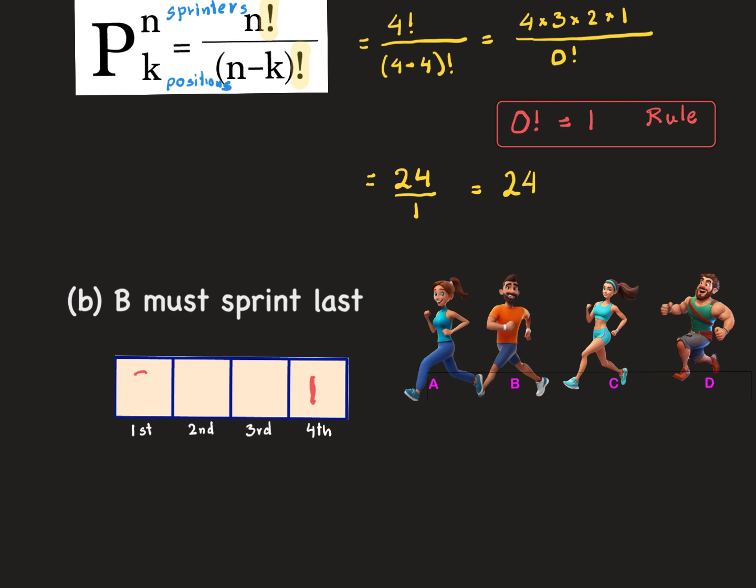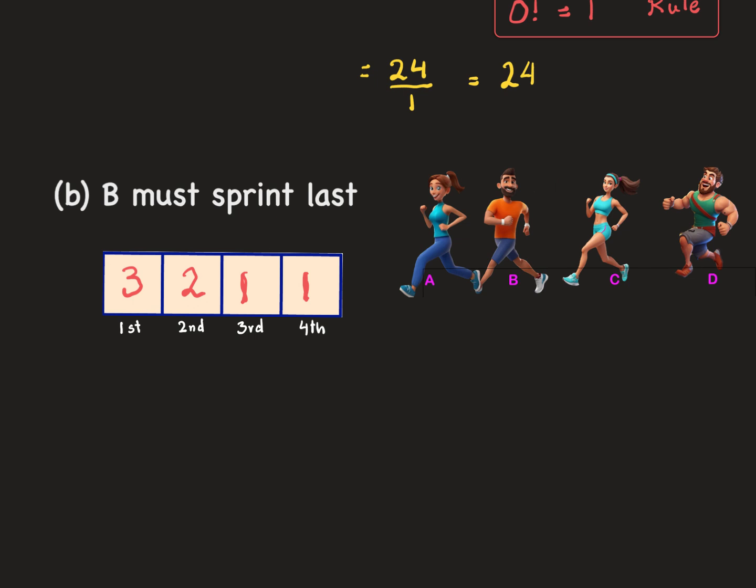So we will write that the first position can be occupied by any of the 3 sprinters. Now in the second position, we will have only 2 sprinters left, so we can write that as number 2. And in the third position, we only have 1 available sprinter. Using the product rule, the total number of permutations is therefore 3 multiplied by 2 multiplied by 1 and again multiplied by 1, which leaves us with 6 different permutations.